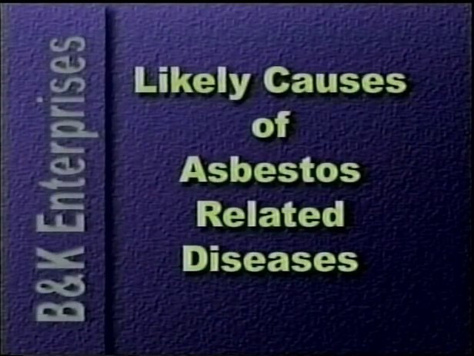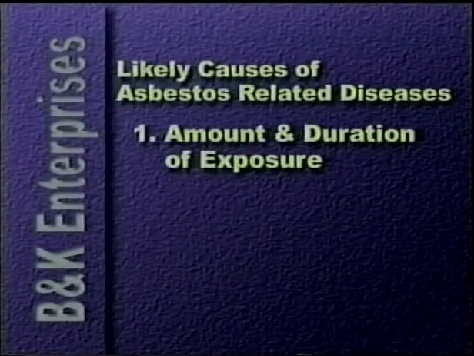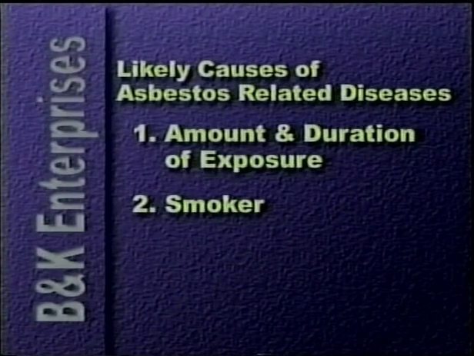3 things seem to determine your likelihood of developing one of these asbestos-related diseases. 1. The amount and duration of exposure. The more you're exposed to asbestos and the more fibers that enter your body, the more likely you are to develop asbestos-related problems. 2. Whether or not you smoke. If you smoke and you've been exposed to asbestos, you're far more likely to develop lung cancer than someone who does not smoke.